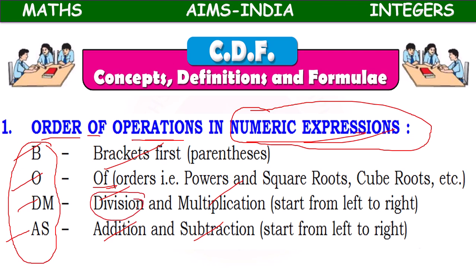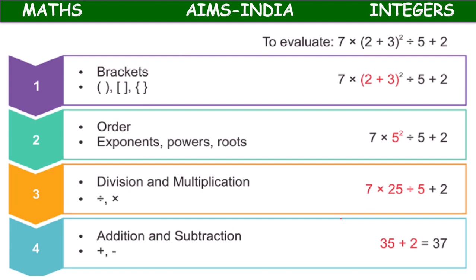If we have only division, like 8 divided by 4 divided by 2, and the same operation is repeated many times, then we have to do the operation from left to right.